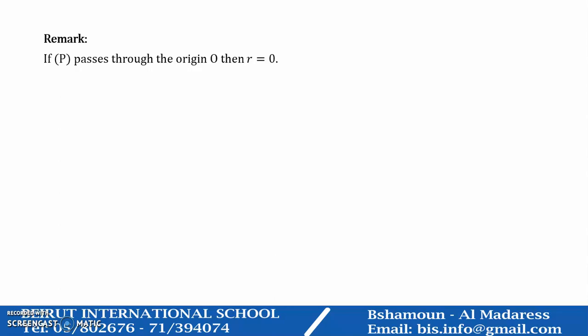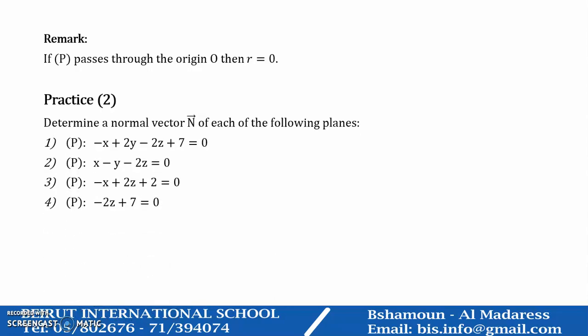Remark: as in grade 9, when a line passes through the origin, we obtain y equals ax, and b will be equal to 0. Here, if the plane passes through the origin, then the constant r equals what? 0. Also, this question is for you to solve.